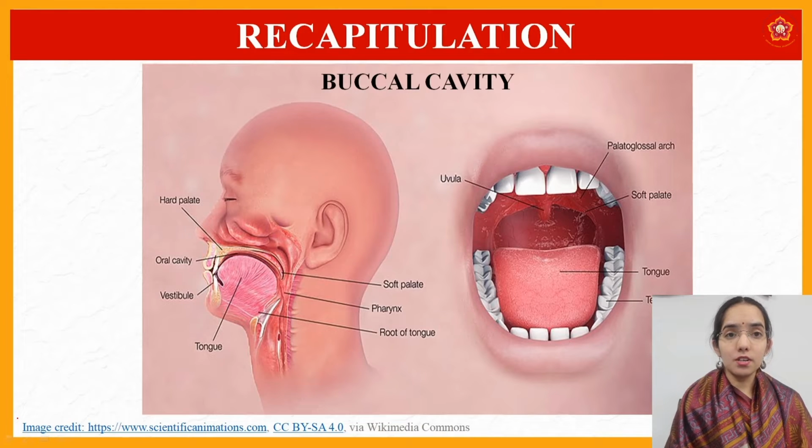This is what we have learned. And we also know how many teeth are present in our buccal cavity. How many teeth are present in adults? We adults have 32 teeth. And what about children? Children have 20 teeth and adults have 32 teeth. So we have studied this already.